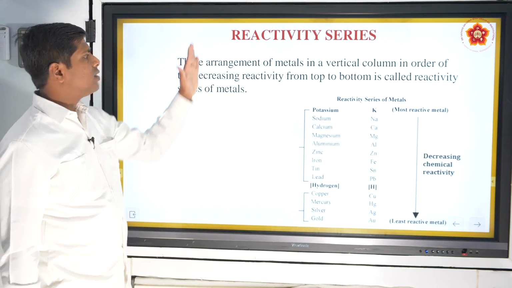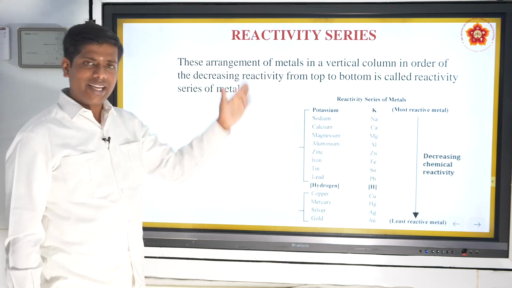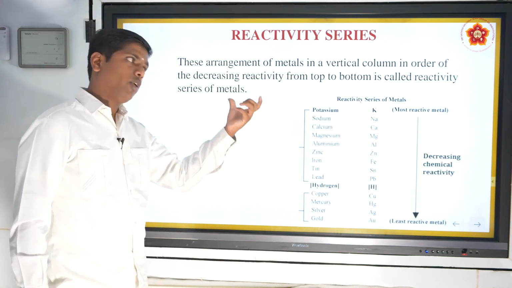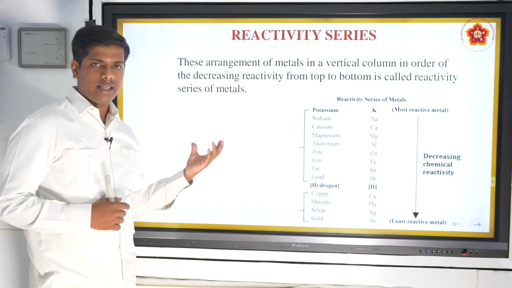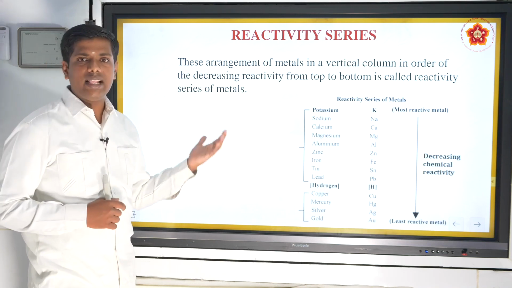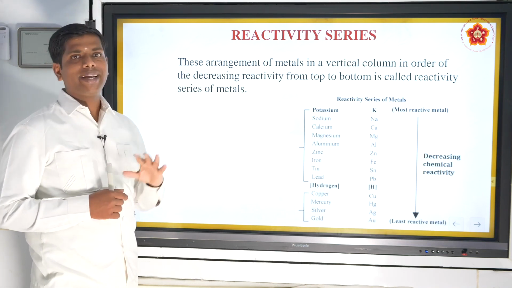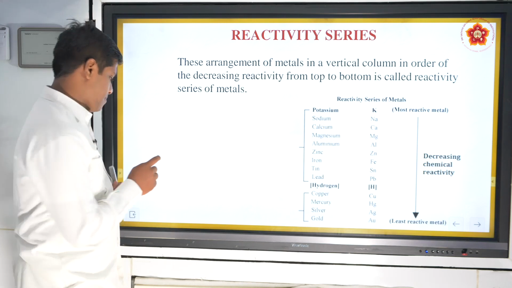The reactivity series means the arrangement of metals in decreasing order in a vertical column. This is a reactivity series. We will discuss more details about the reactivity series in metals and non-metals.